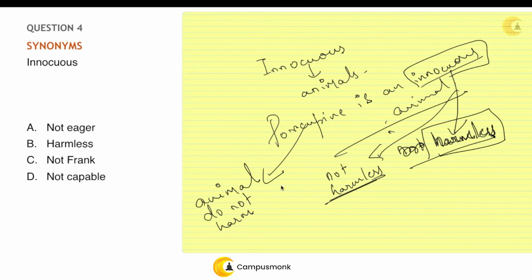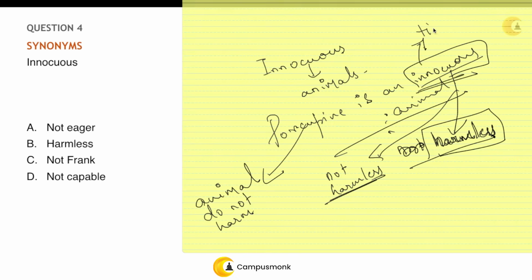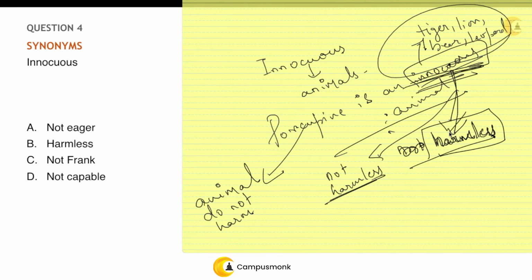But you cannot use the word innocuous with someone like a tiger, a lion, a bear, a leopard. You can't use it along with these animals, okay? Because they are not innocuous in nature. They are not harmless. They do harm people, right? So innocuous means harmless. Someone who doesn't harm things, okay? So your answer is in option number B.